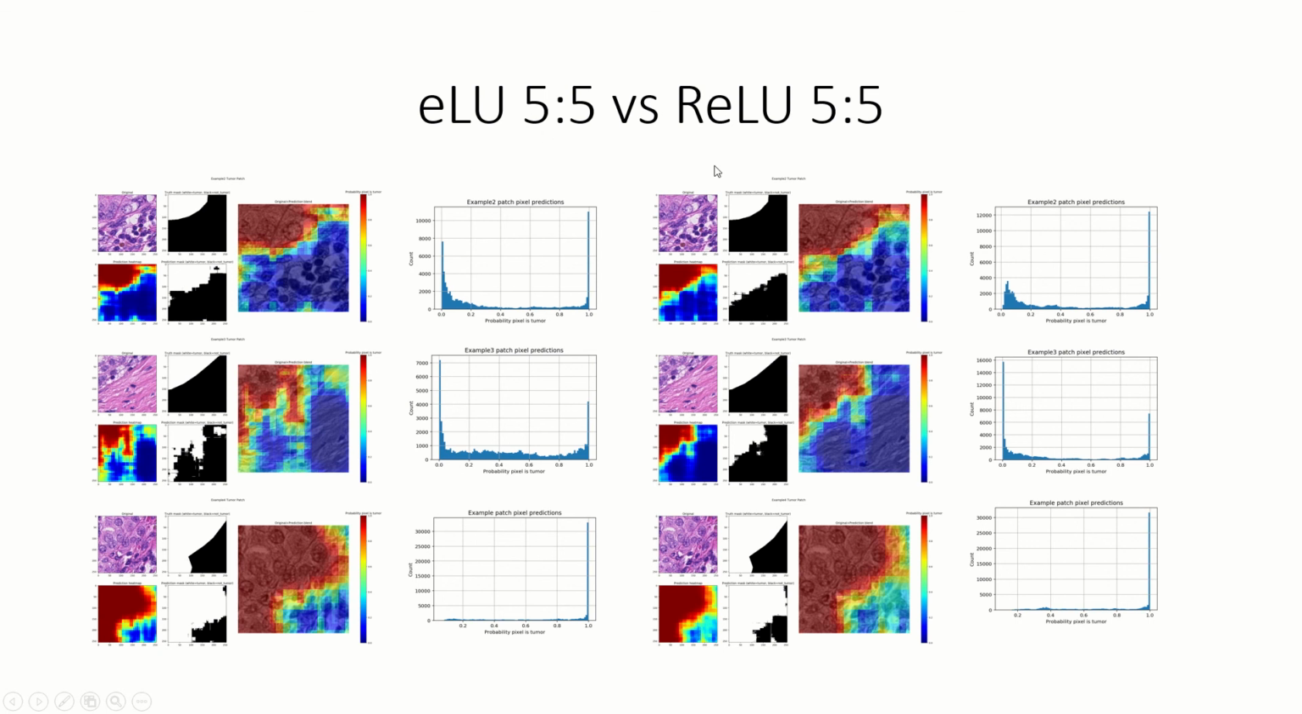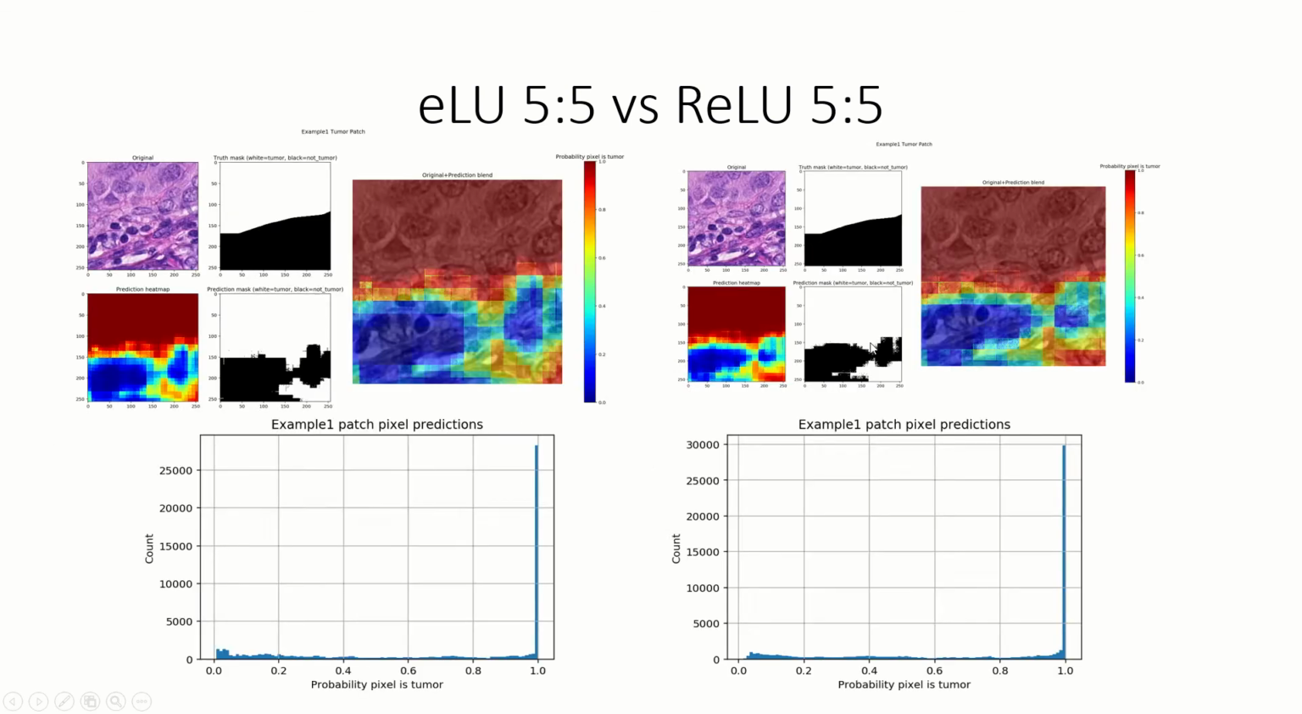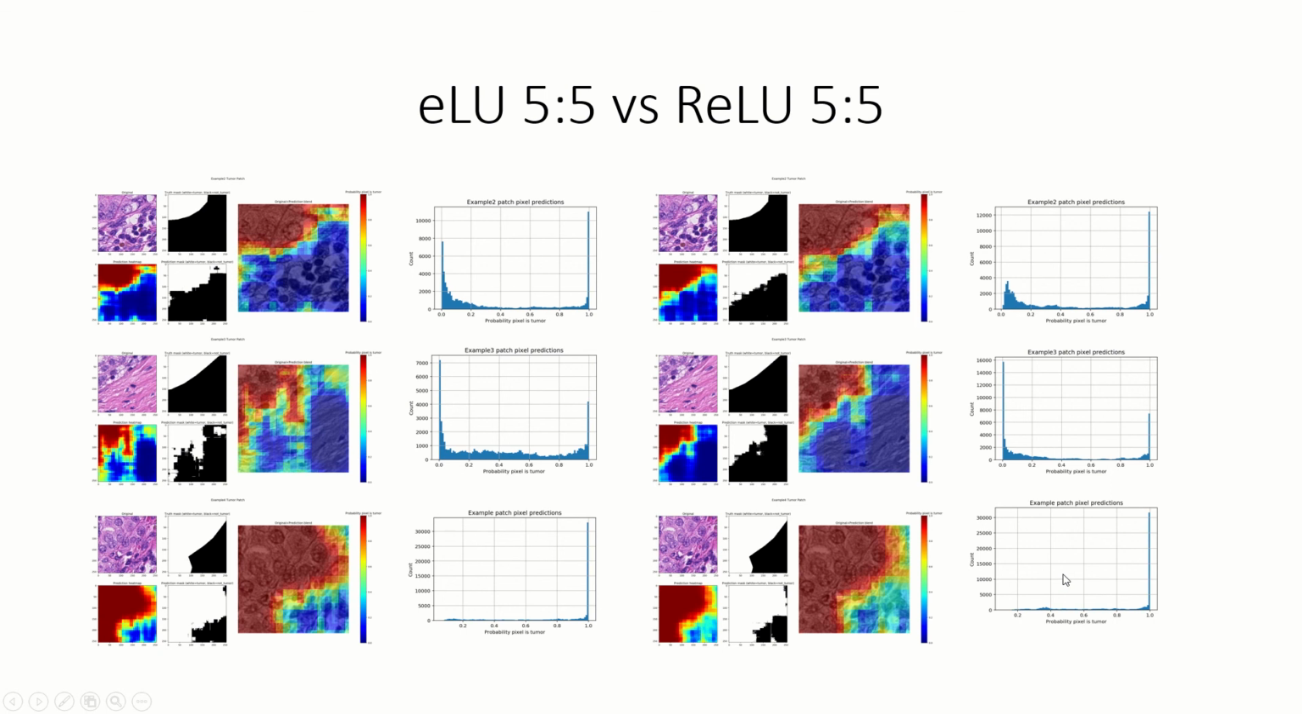But from my perspective, my guess is that ELU has a higher loss function, so maybe you can minimize it more. But to be honest, I think it's inconclusive.